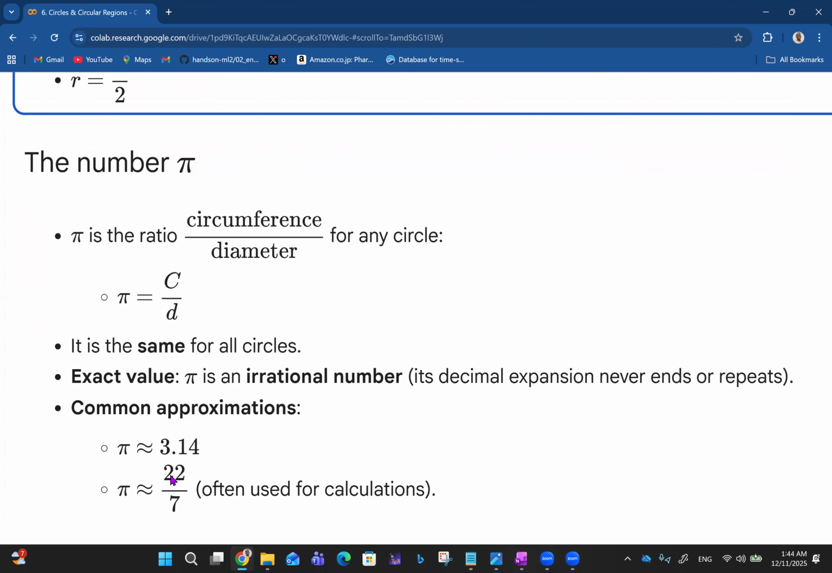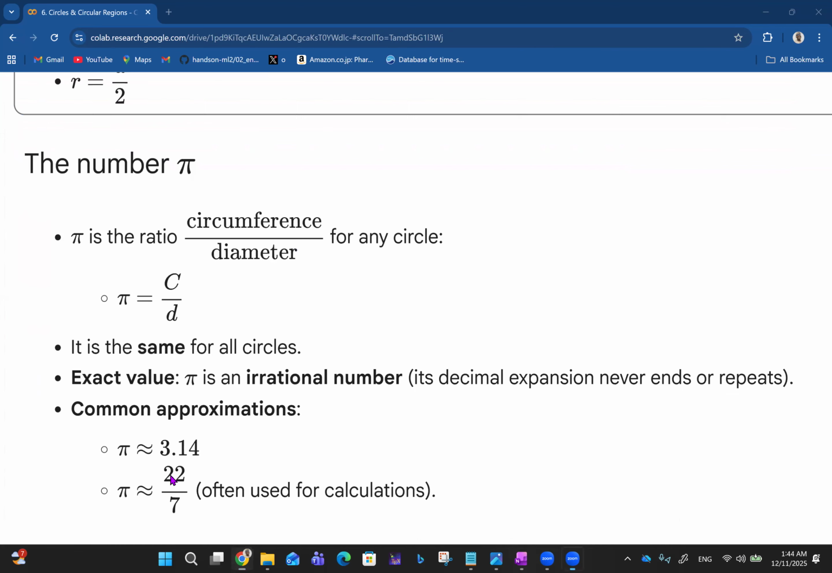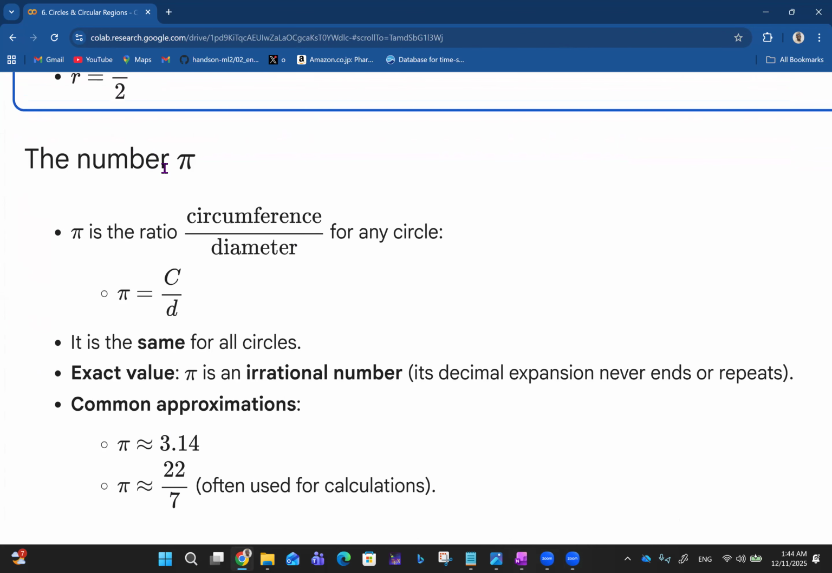Right. So then we talk about the idea of pi, the number pi. In fact, pi has been popularly approximated as 3.14. And interestingly, every year we have World Math Day, and it is called Pi Day. That happens significantly on March 14, that's 3.14. The number pi is the ratio of circumference over diameter. So for any circle, pi equals c over d.